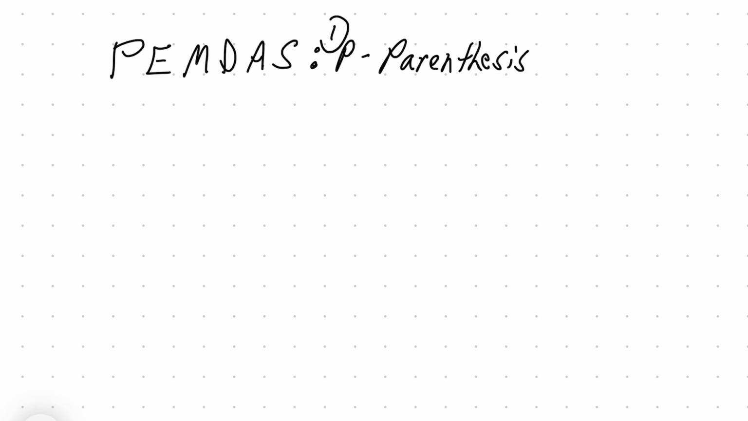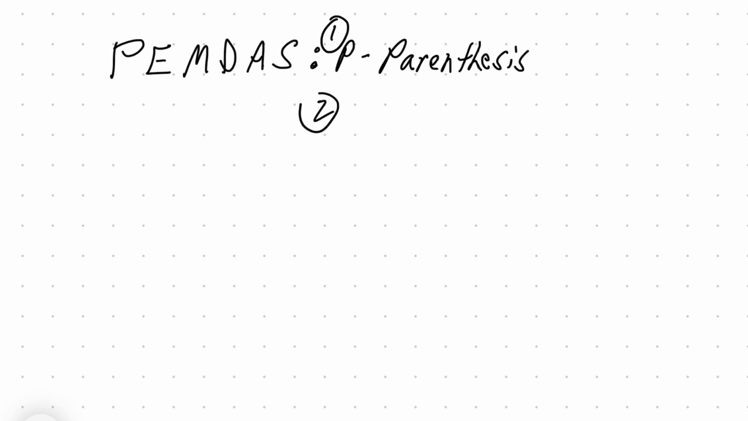Today you're going to learn how to apply the order of operations to simplify expressions. So we start with this thing that we do in math. It starts with a P, E, M, D, A, S. Each letter represents an operation. The P represents parentheses, which is the top priority, the number one priority.